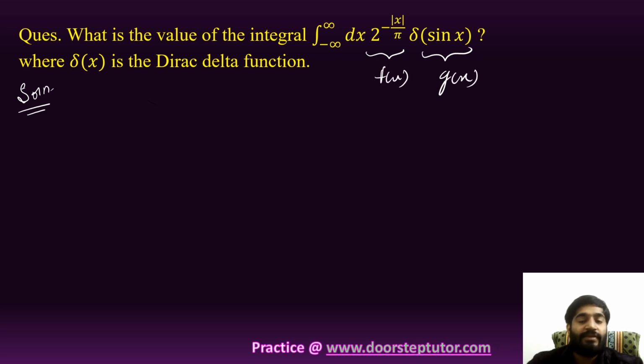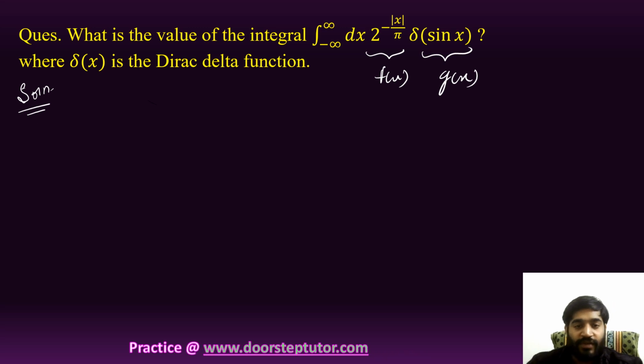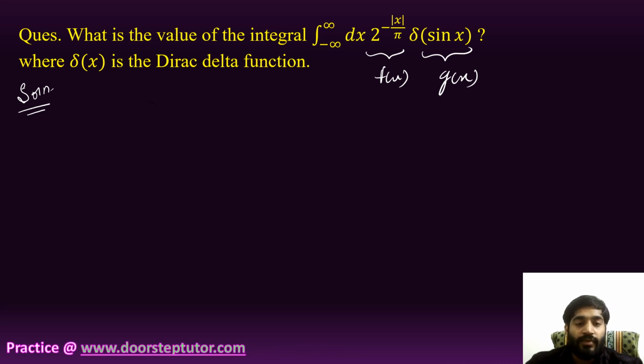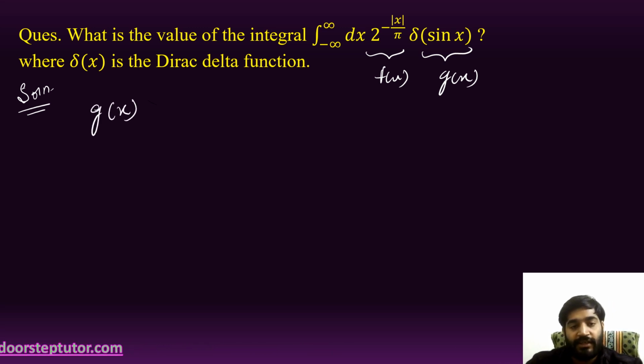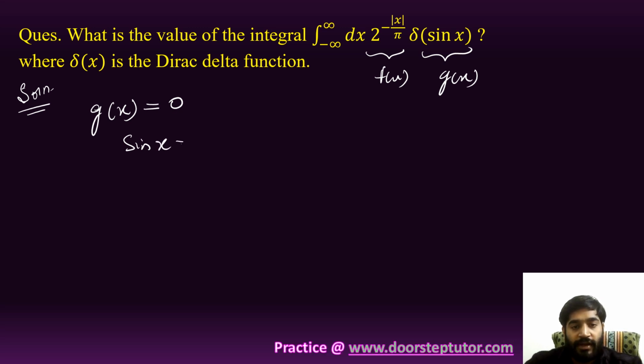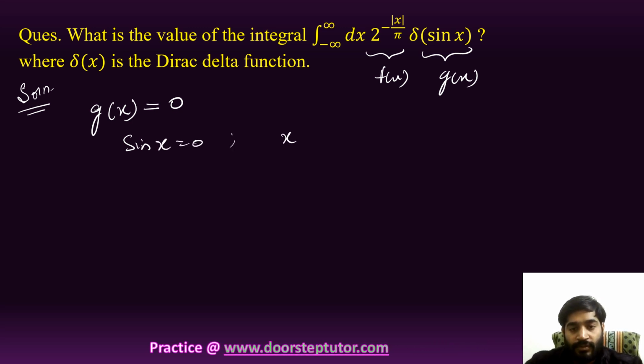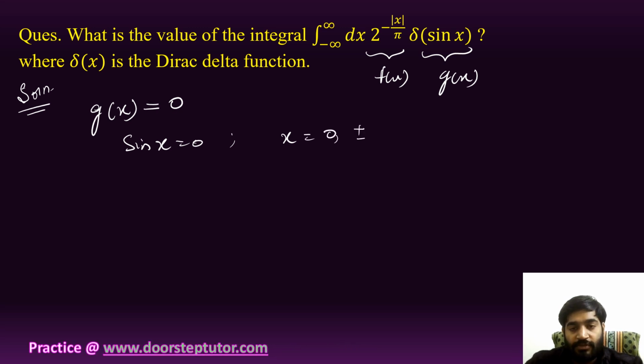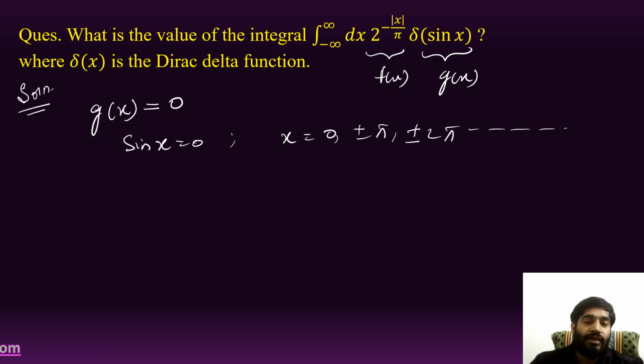Now how to deal with this type of problem? First we have to find the roots of whatever function is inside the Dirac delta, where it is 0. To find the roots we put g of x equal to 0, so sine of x is going to be 0. Clear? Now, if sine of x is 0, then we get x as 0, plus minus pi, plus minus 2 pi, and so on. Clear? Because x is equal to n pi, that's why.